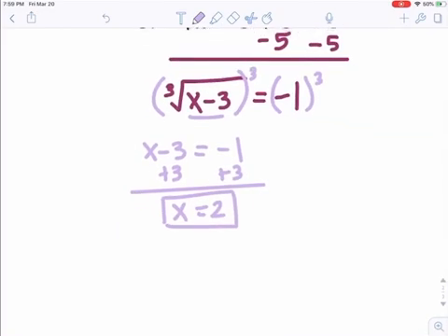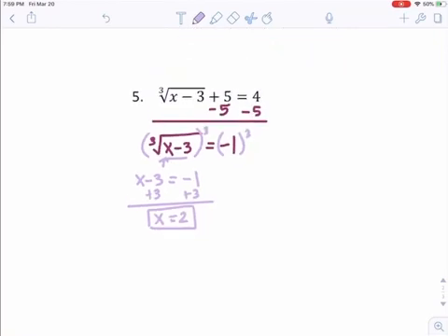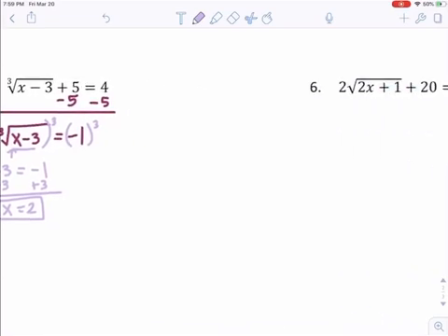Okay, let's do our mental check. Plug it in right here. So 2 minus 3, that's negative 1. The cubed root of negative 1 is negative 1, so 2 does work. Now again, you could do the mental check or you could do the written check, but you have to check. I know it's annoying, but it's got to be done.